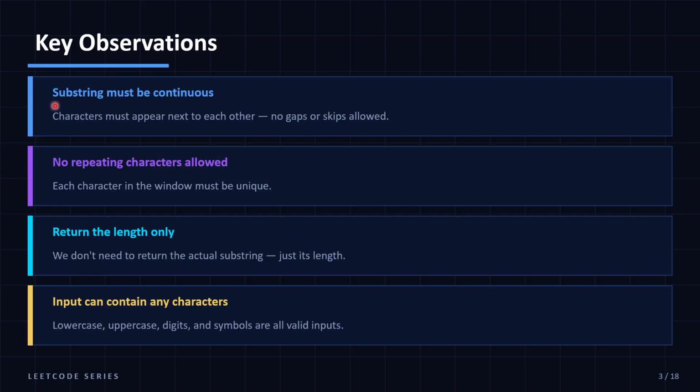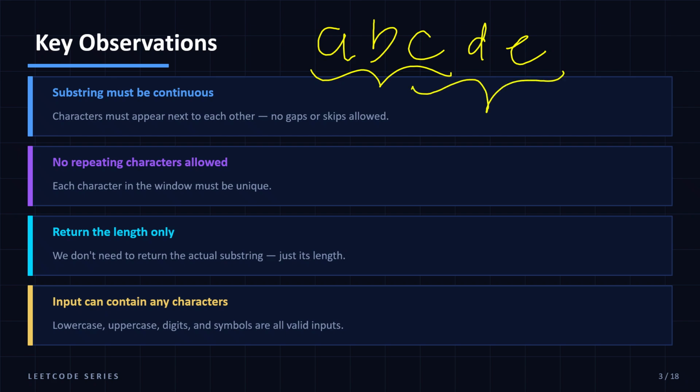What we have to keep in mind is that substrings must be continuous. Characters must appear next to each other and no gaps or skips allowed. Like I said, if there is the string A, B, C, D, and E, A, B, C can be a substring, C, D, E can be a substring, B, C, D can be a substring, but if you say that I want to do A, B, and D, that is not allowed.